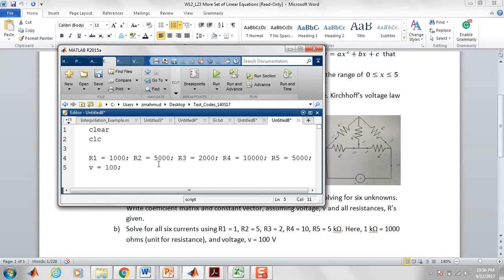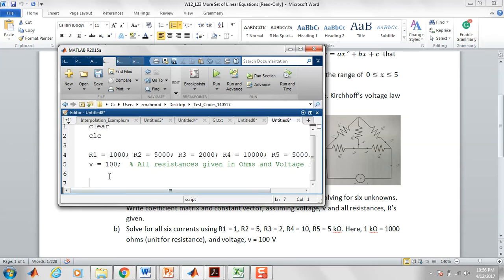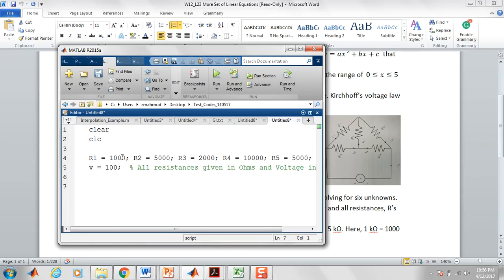And then again, it would be a good idea if you write all resistances given in ohms and voltage in volts. So it's just a note here, I think it's kind of important. It's for documentation purpose, so anybody would understand what these values are.